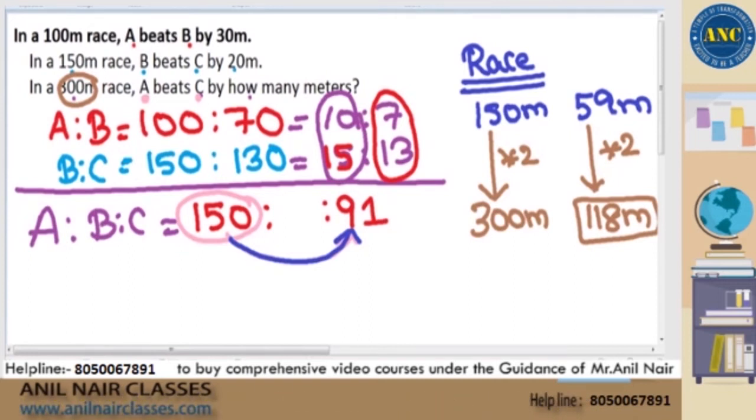Next, third question. Now see here, third question. Listen to this carefully. Rocking Raj, I am not taking 300 meters. It is given in the question as 300 meters. I hope it is clear, Rocking Raj. It is asked in a 300 meter race how much A will beat C.